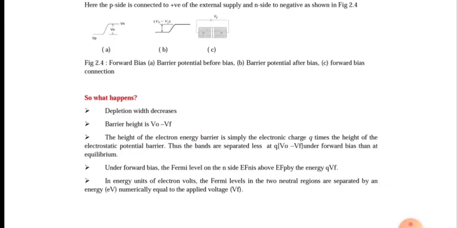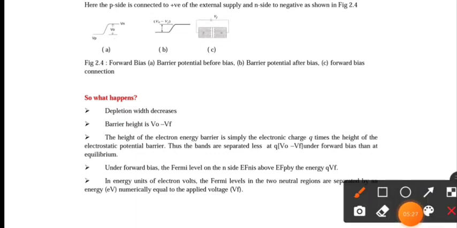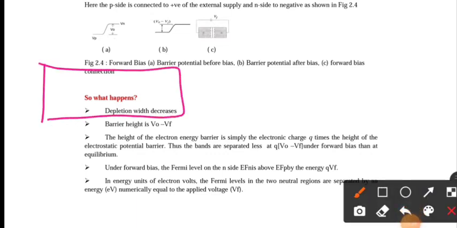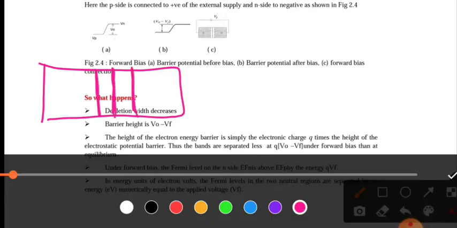So see here the points. So what happens? First one, depletion width will decrease. Second one, barrier height is Vo minus Vf. Third, the height of the electron energy barrier is simply the electronic charge q times the height of the electrostatic potential barrier. Thus the bands are separated less at q into Vo minus Vf under forward bias than at equilibrium. What is the meaning of that? So we have seen under no bias condition, I'll draw it. No bias condition, we have a depletion region here. We have a depletion region.